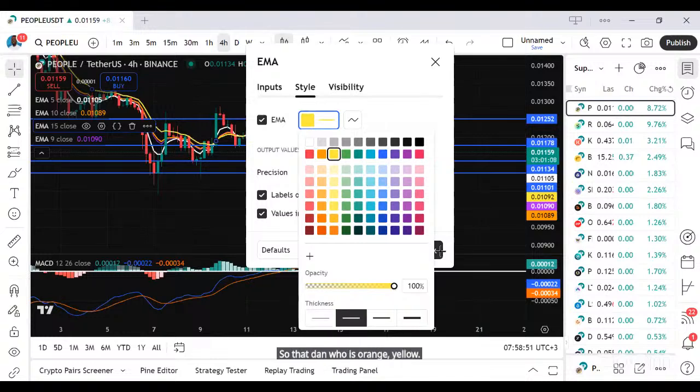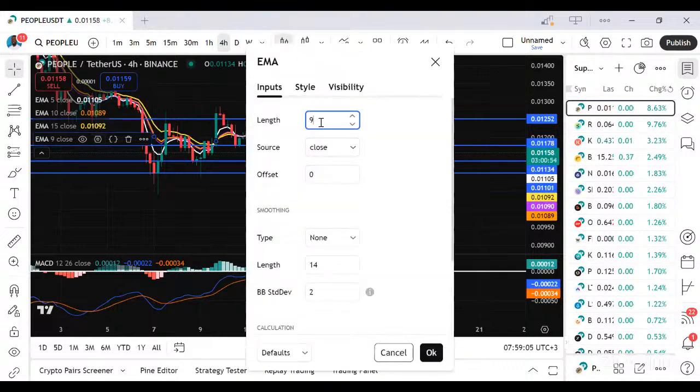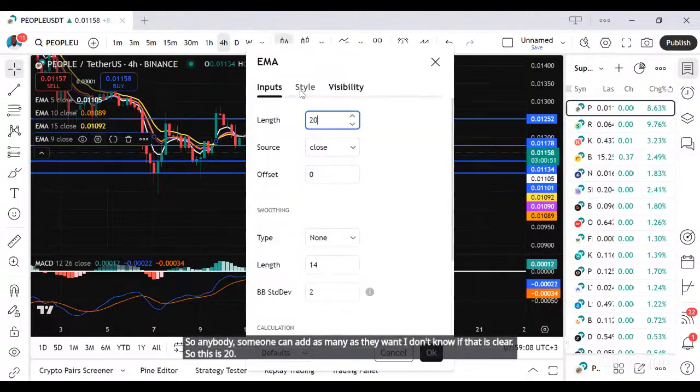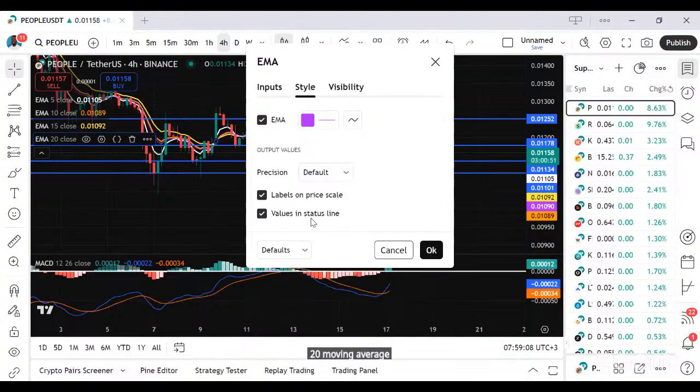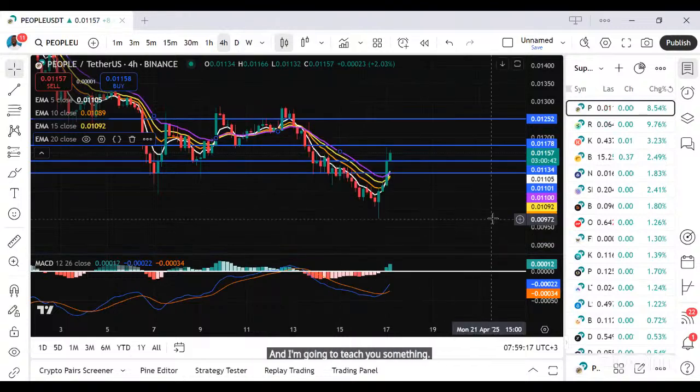Now I'm going to show you something, guys. So this is 5, this is 10, this is 15, then this is 20. I've set it up so someone can add as many as they want. I don't know if that is clear. So this is the 20 moving average. Just making the lines very clear, and I'm going to teach you something. Is that clear? Give me one in the chat if you are able to see.